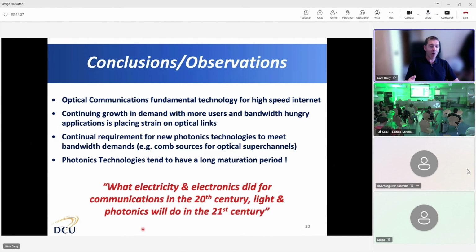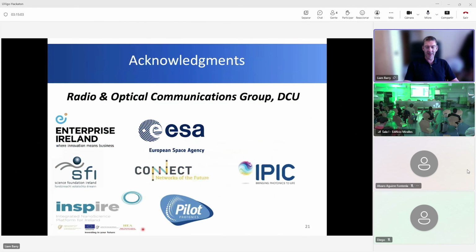I will say an important point is, I'm talking mainly here about communications, but obviously photonics and optics is relevant to many different applications, from transport to environmental sensing to medical diagnostics, etc. And if you think about what electricity and electronics did for communications, transport, medicine, etc., in the 20th century, light and photonics is having that impact in the 21st century, and will, I think, continue to have until the end of this century. So yeah, I'll stop there.